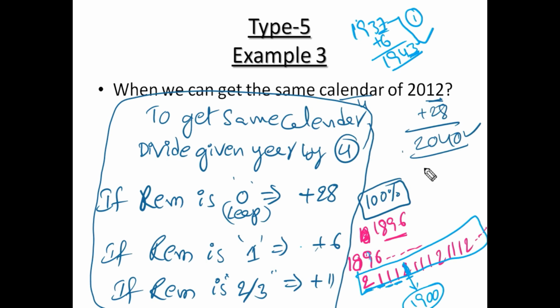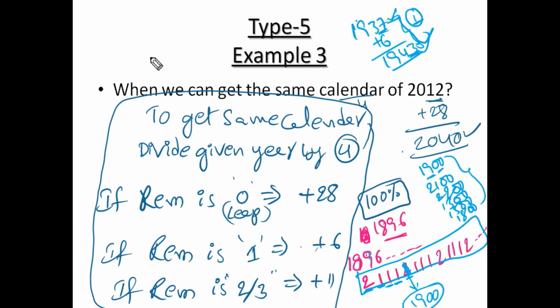What are the non-leap centuries? Yes, 1900 is a non-leap century, it is not a leap year. 2100, 2200, 1300, 1500, 1800. So these are the non-leap centuries. Within the given year and our answer year, if there is any non-leap century, the shortcut is not valid. Otherwise, the shortcut is valid.